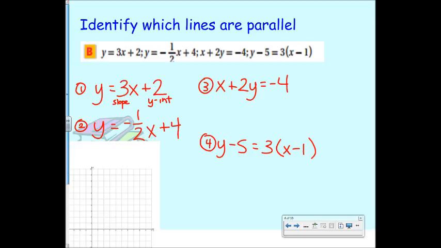What's the slope of number 2? All right, and what's the y-intercept? 4. Okay, are these parallel to each other? No, those are not parallel to each other. So 1 and 2 are not.